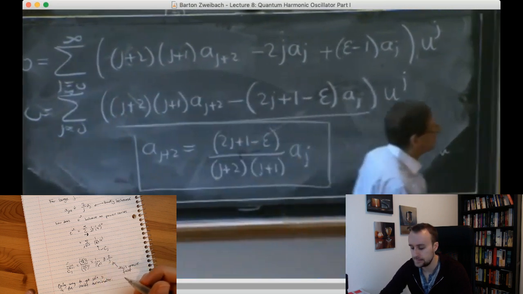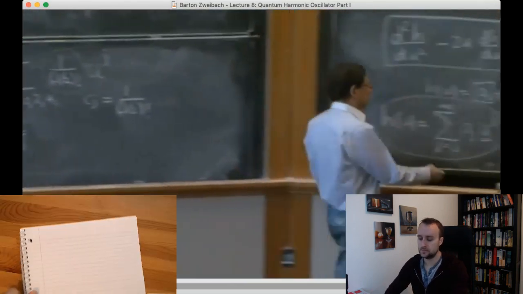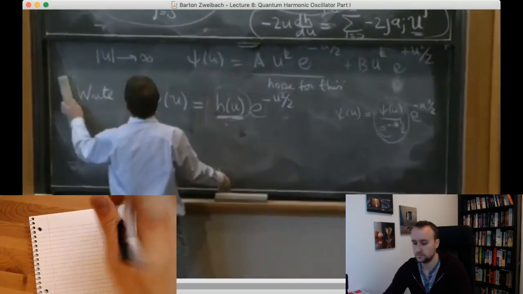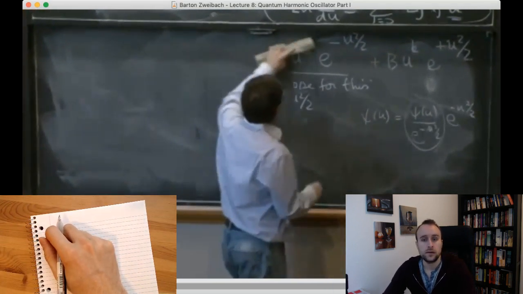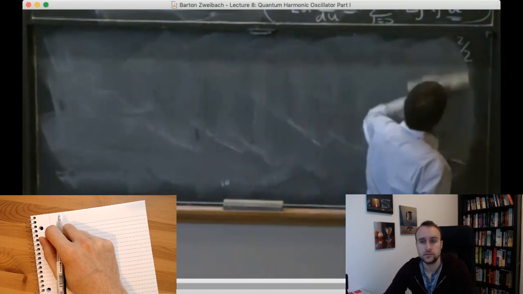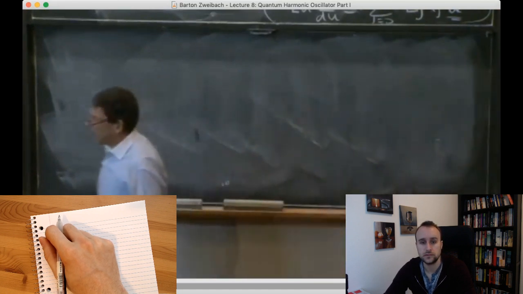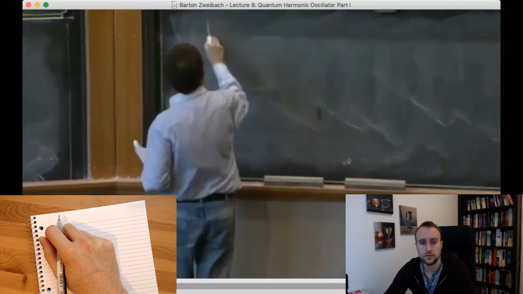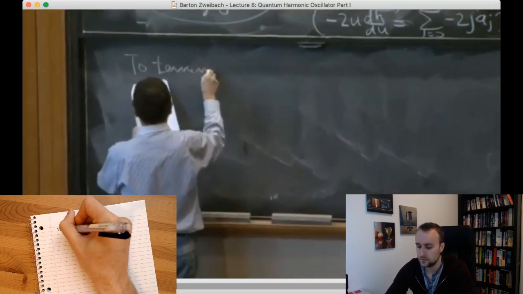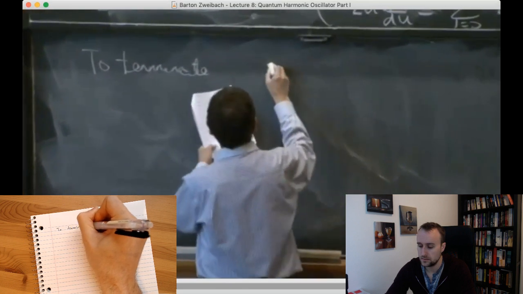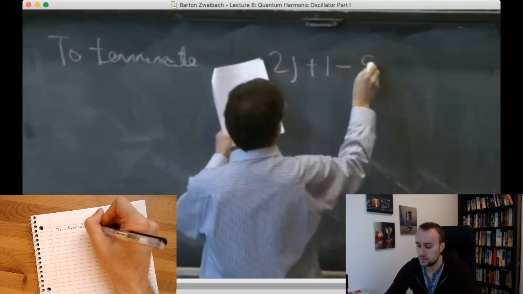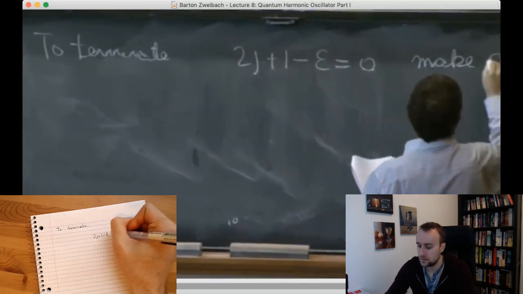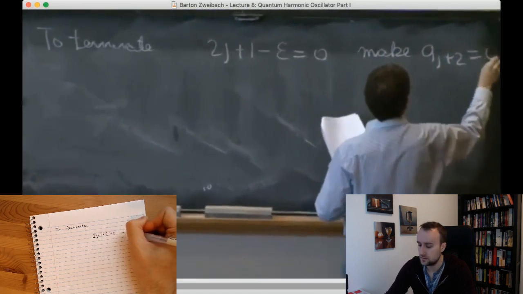So let's do it then. Really done with this in a sense. This is the most important point of the lecture, that the series must terminate. Otherwise, it will blow up horrendously. If it terminates, it's a polynomial and everything is good. So to terminate, you can choose 2j plus 1 minus e to be 0. This will make a j plus 2 equal to 0.